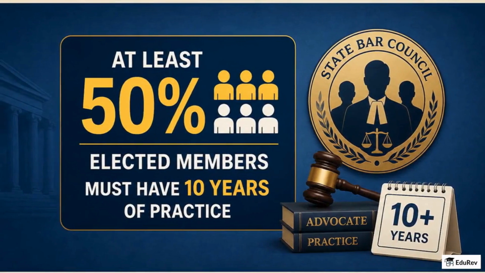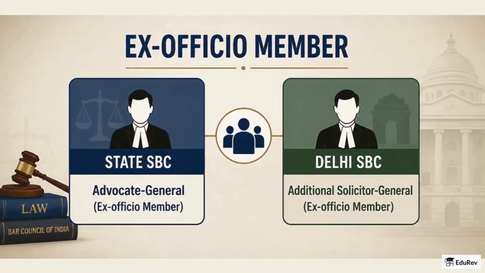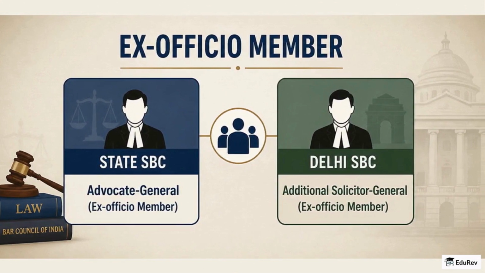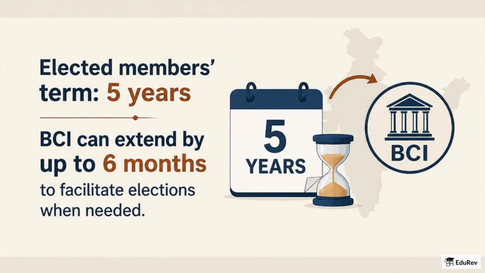At least half the elected members must have 10 years of practice before they can be elected to the SBC, which is an important eligibility fact for prelims and mains. The Advocate General of the state is the ex officio member of each SBC, and in Delhi, the Additional Solicitor General serves as the ex officio member. The term of an elected member in an SBC is 5 years, and the BCI can extend a council's term by up to 6 months to facilitate elections when needed.